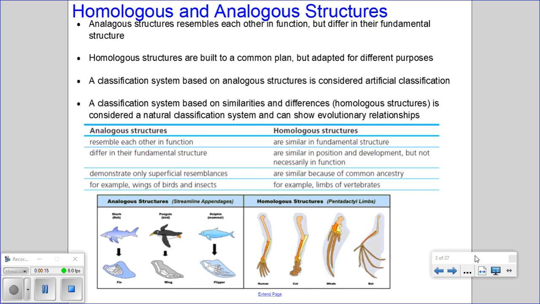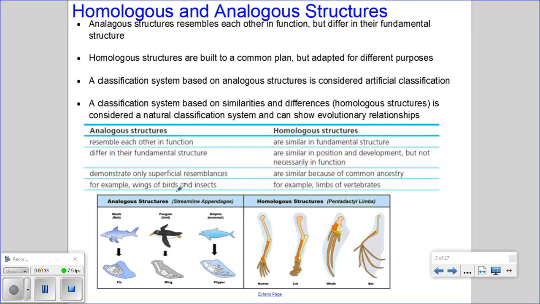We'll start by talking about homologous and analogous structures. We've discussed this in a previous video, but we'll go through this in a bit more detail again here, because this is a system of classification that is used. Analogous structures resemble each other in function, but differ in their fundamental structure.